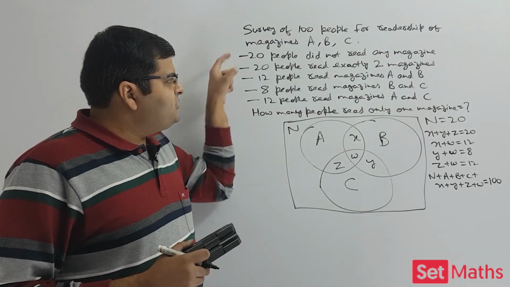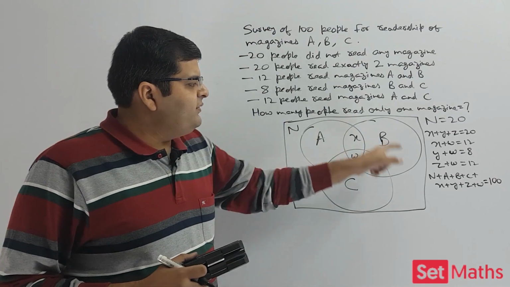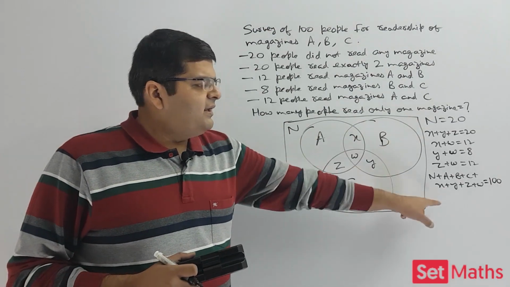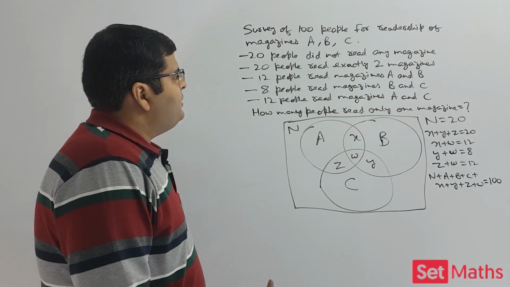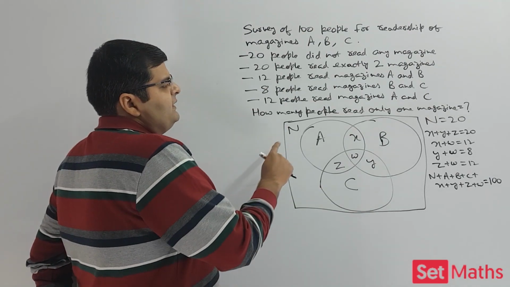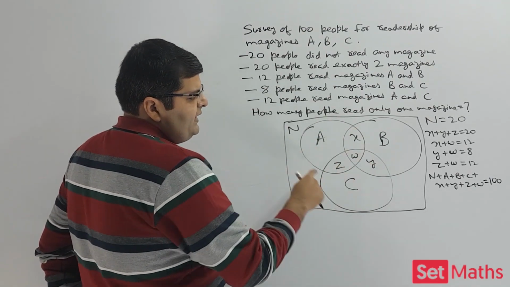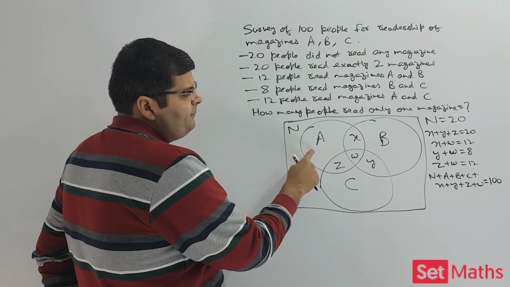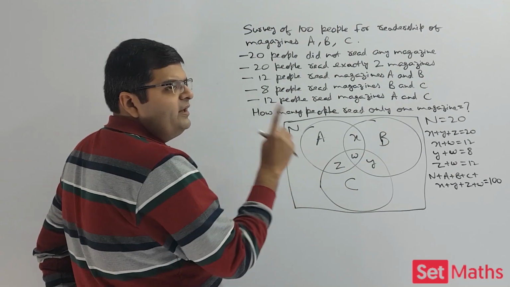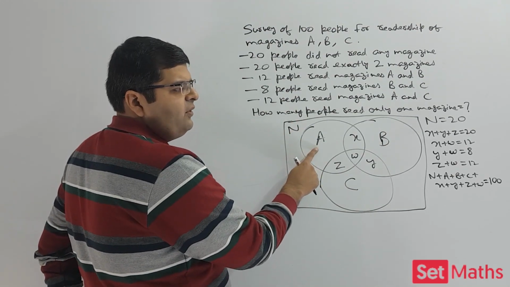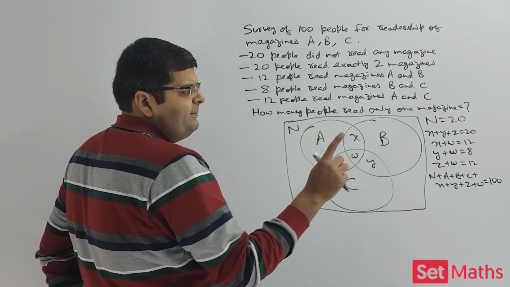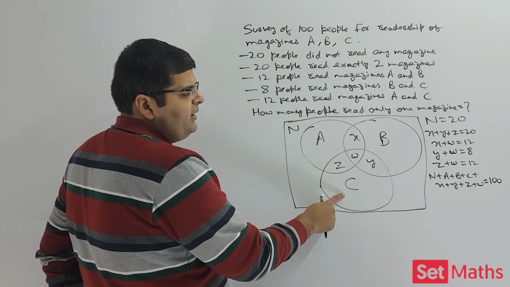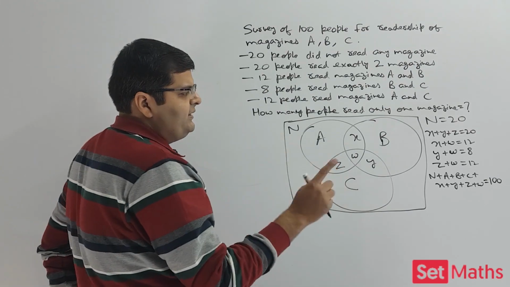Based on this data, we have drawn the Venn diagram and written down the equations. In this Venn diagram, A represents the number of people who read only A. B is for the number of people reading only B, and C is for the number of people reading only C.